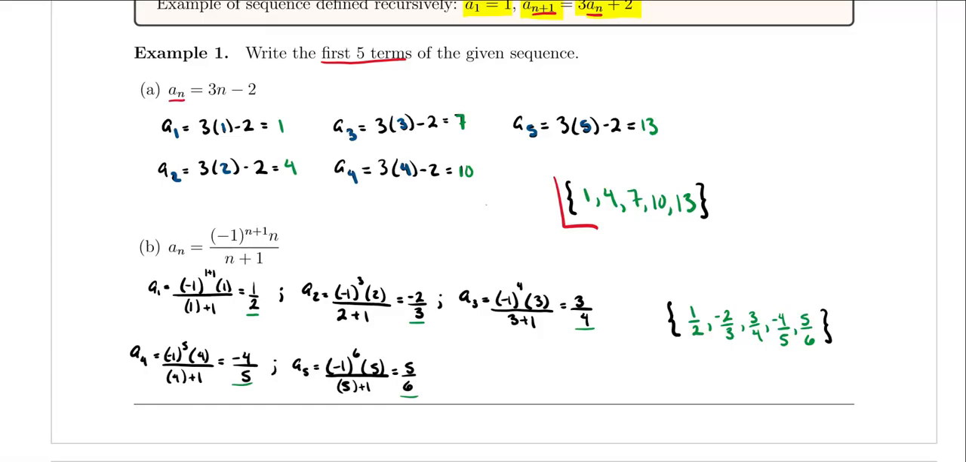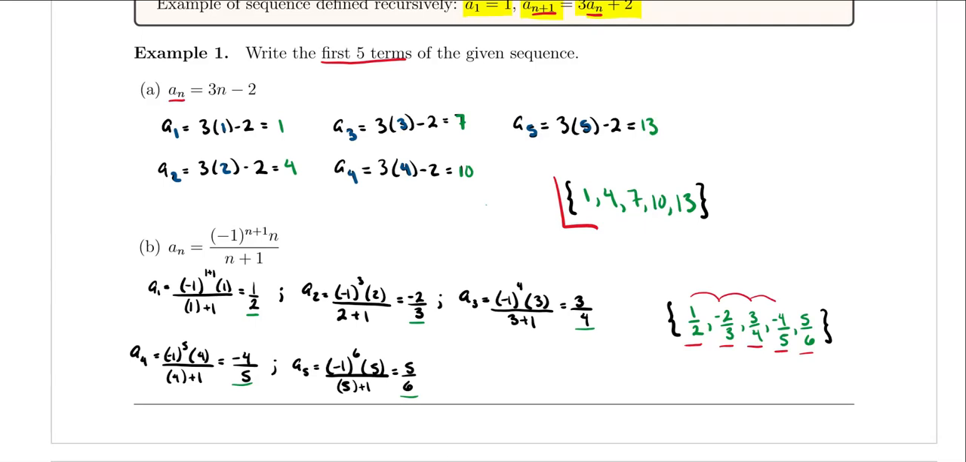Welcome back. Alright, so these are the first 5 terms that I got for this sequence: a positive 1/2, a negative 2/3, a positive 3/4, a negative 4/5, and a positive 5/6. Now I want you to note that for this particular sequence, you were alternating signs as you went from one term to the next.